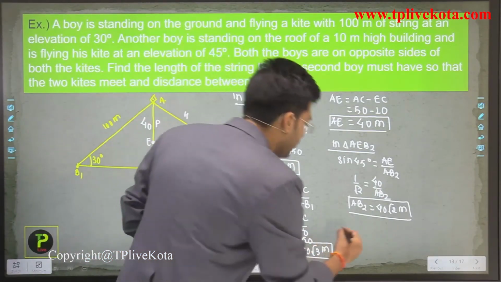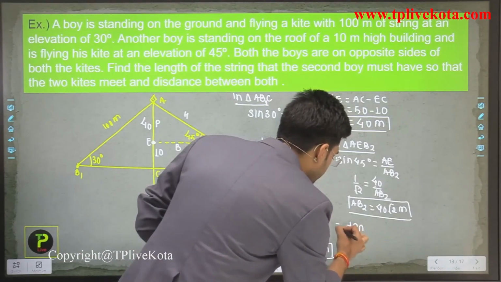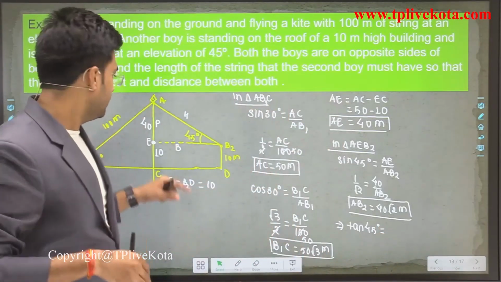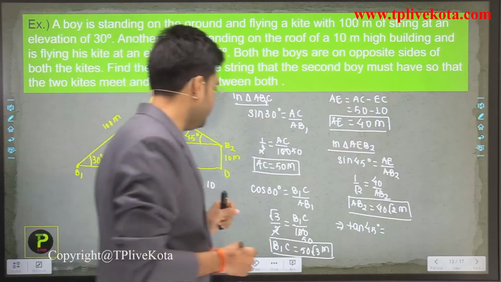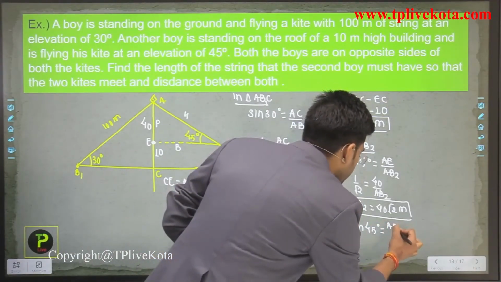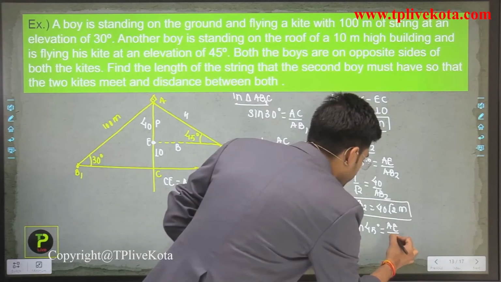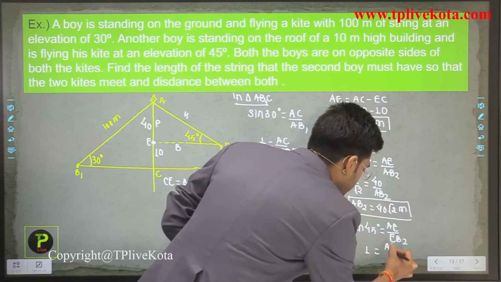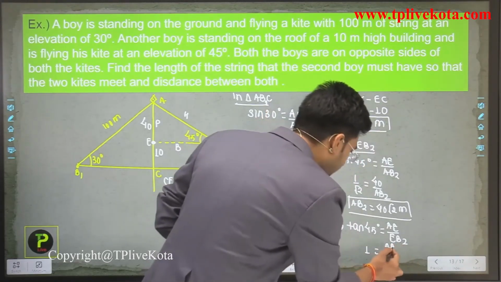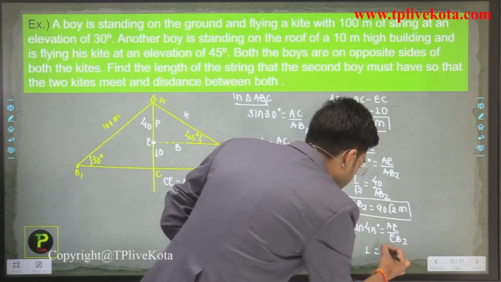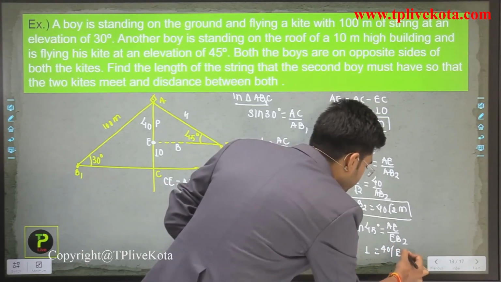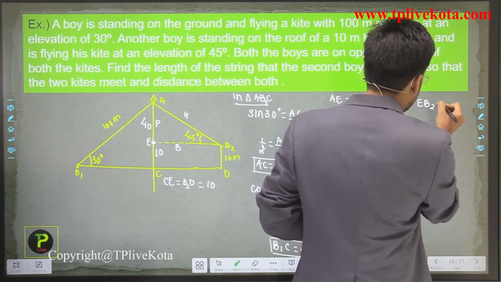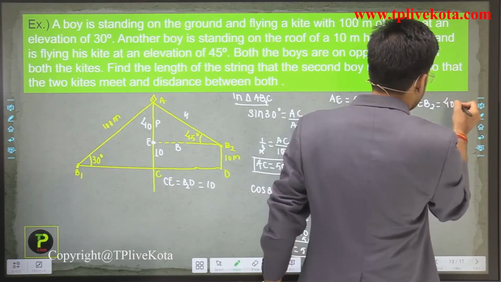Now let's apply tan 45 degree. Tan 45 degree is perpendicular divided by base. Perpendicular is AE and base is EB2, so AE divided by EB2. And tan 45 is 1. AE is 40, so 40 divided by EB2. So from here we can say that EB2 is equal to 40 meter.